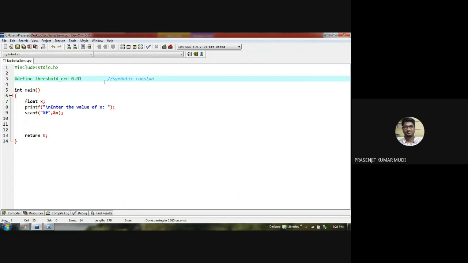This is known as a symbolic constant. By this syntax, threshold error will be treated as a variable in this program, and the value of that threshold error will be 0.01, a constant throughout this program. It can't be changed. So this is a variable whose value is constant throughout the program. That's why we call this kind of constant a symbolic constant. This is the syntax to define a symbolic constant. The threshold error is done.